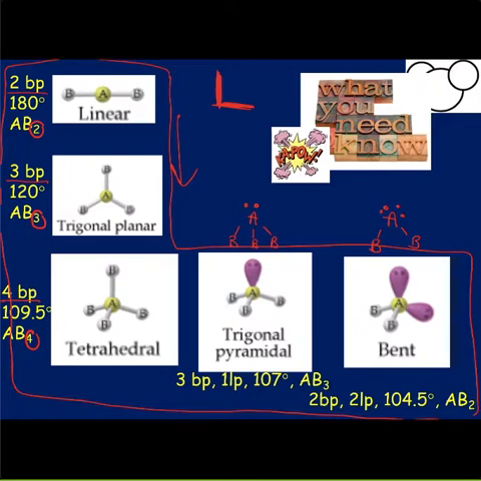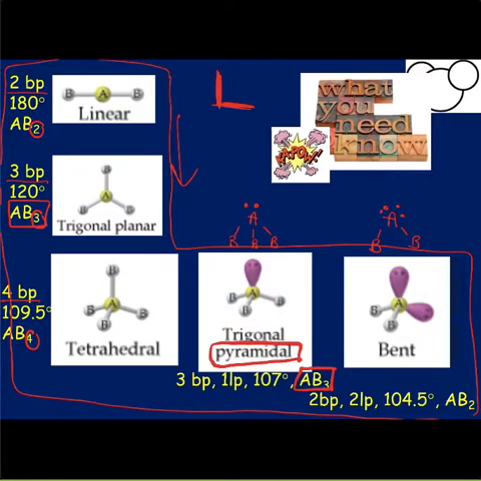So you just have to get in your head, how many lone pairs do I have? How many bond pairs do I have? And then work it out from that. So that is the kind of the relatively easy part of it. But you can see here there are 2 different shapes for AB3. So AB3 can be trigonal planar, but AB3 can also be trigonal pyramidal, or just pyramidal by itself.